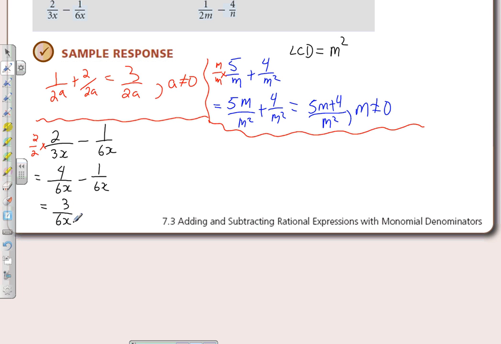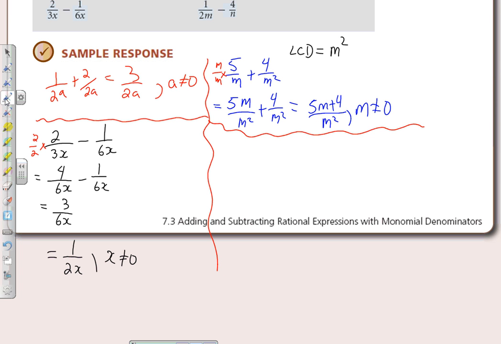But we need to always look, can I reduce at the end? And this one, yes, we can reduce, because we can reduce the 3 and the 6 together. Which gives us 1 over 2x. Comma, we need to do our NPVs. x cannot be equal to 0. You may start seeing a pattern that all of them are cannot equal 0, cannot equal 0. That's going to be the case because we're dealing with monomials today. In 7.4, it will be different because we'll have binomials.